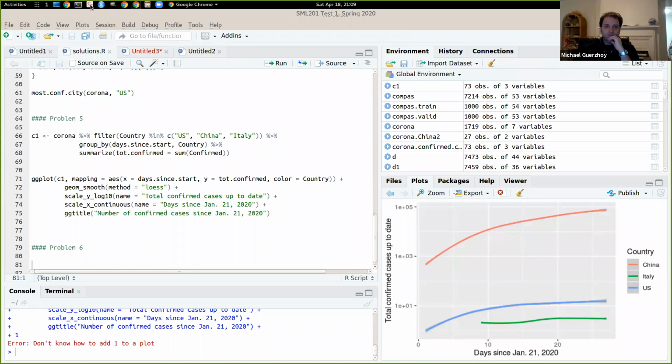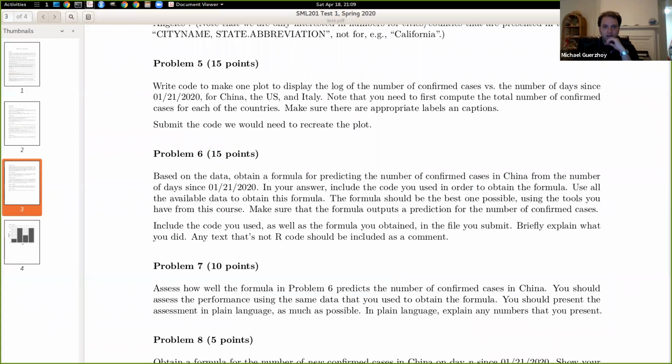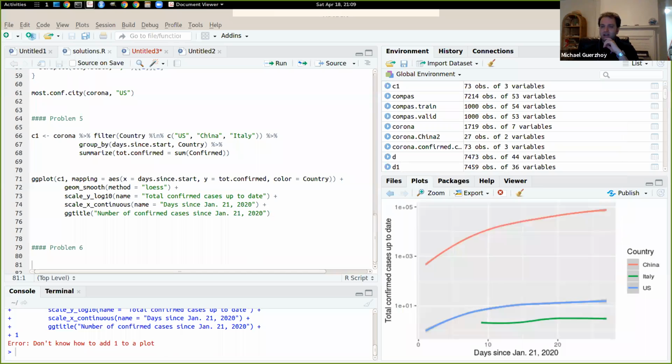So in this video, I'm going to be working on problem 6 from the first test in spring 2020. What we want to do is obtain a formula for predicting the number of confirmed cases in China from the number of days since January 21st. So we want the code and we want the formula. So, okay, how can we do it?